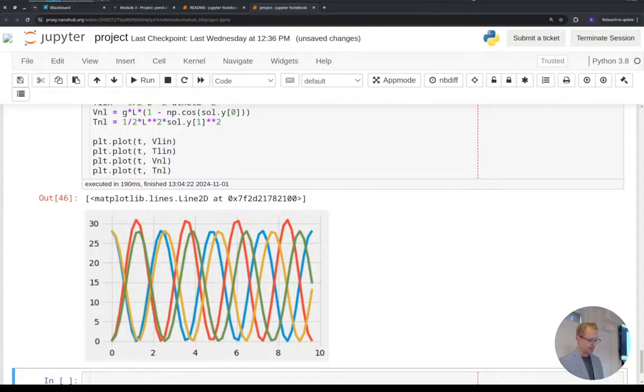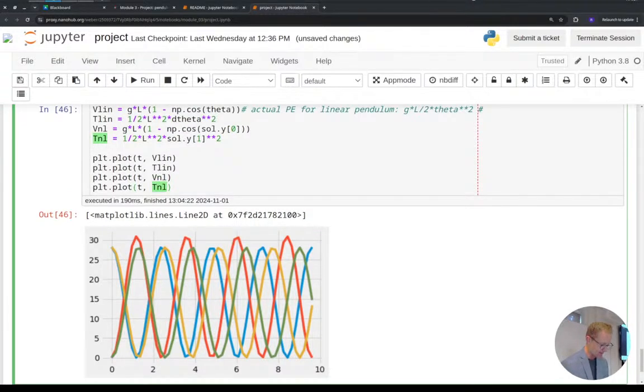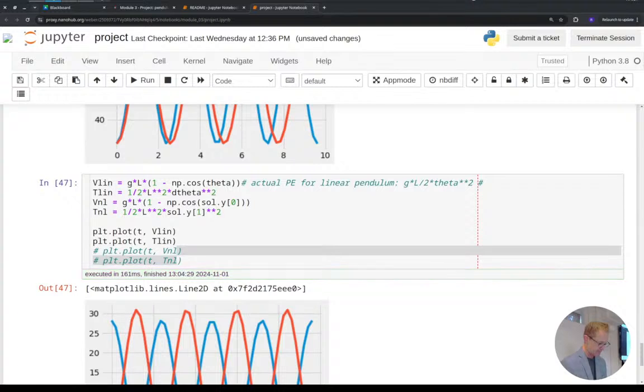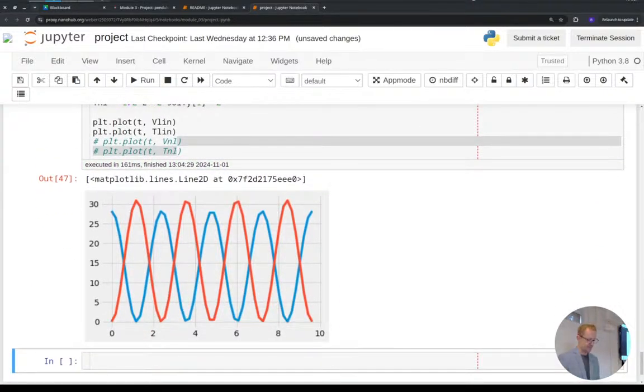We can look at kinetic and potential. It's a little too busy with everything on there. Like how the minimum potential is at maximum kinetic, and maximum potential is at minimum kinetic. It kind of swings back and forth. But we still see that difference, that the maximum potential is not equal to the maximum kinetic, because of that sine theta equals theta approximation.